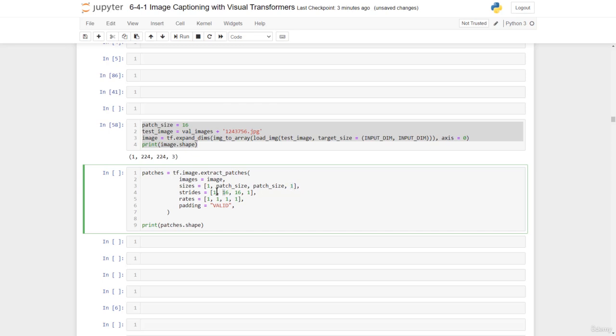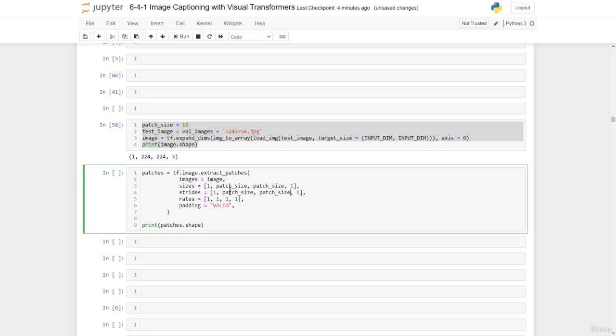Then for the strides, note that this size here is simply specifying the size of each patch, and the strides here is the distance between the patch centers. That is, after breaking up the image into patches, the distance between the patch centers should be equal to the patch size. So let's have this patch size and here patch size.